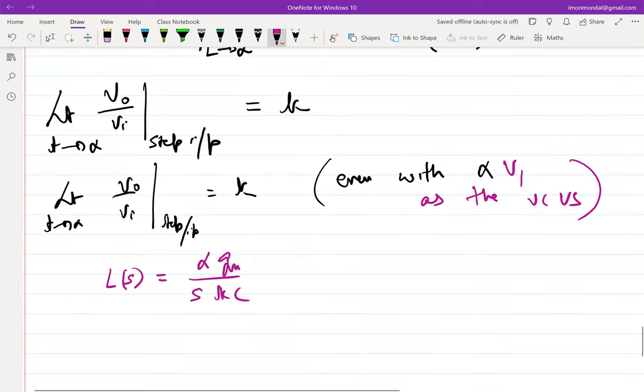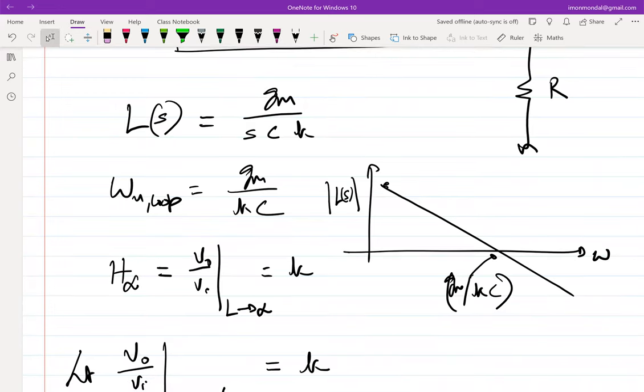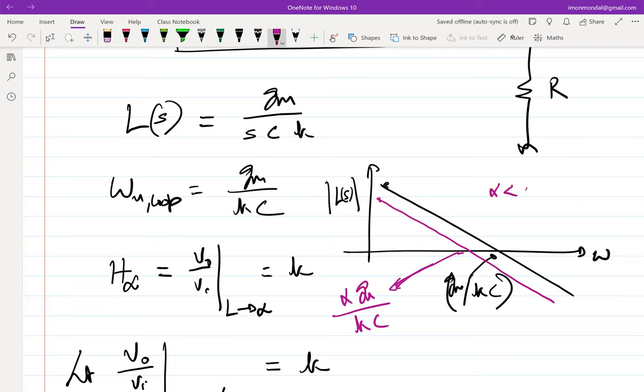So if alpha is less than 1, what will happen to this loop gain? Plot will simply shift to the left, and this point will be alpha times GM by KC. So in other words, your omega U loop will change if alpha is less than 1. The omega U loop will reduce, your time constant will increase, which means that the system will settle slowly, but it will eventually settle to whatever it's supposed to.